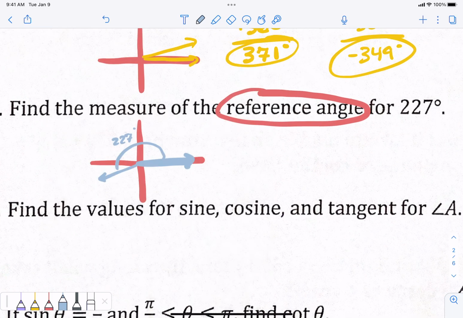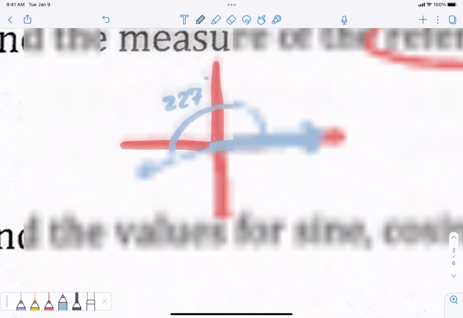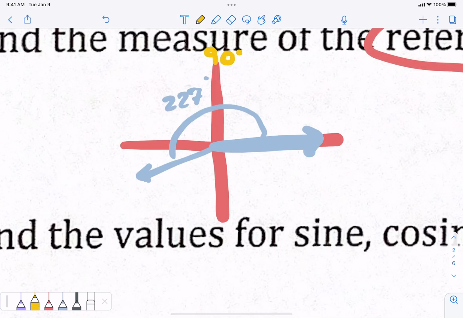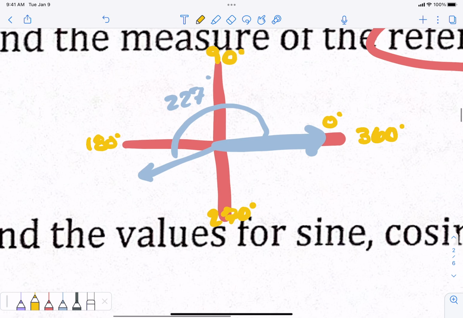The reference angle, 227 degrees, is in the third quadrant. Do you have your quadrants labeled? You know them: 90 degrees, 180 degrees, 270 at the bottom, and then 360, or 0, because 0 and 360 are coterminal, the same. So 227 will be in the third quadrant, but when I ask for the reference angle, I want the bow tie angle. If I make it into a triangle, you always connect it back to the x-axis. We make bow ties, not hourglasses. I want this angle right here.